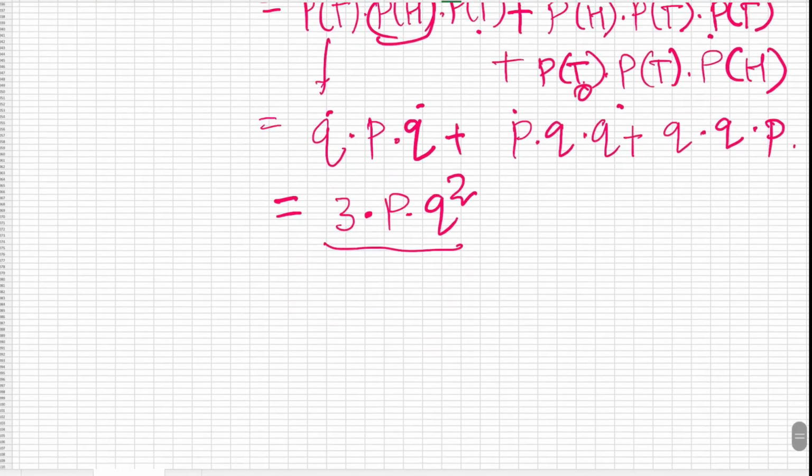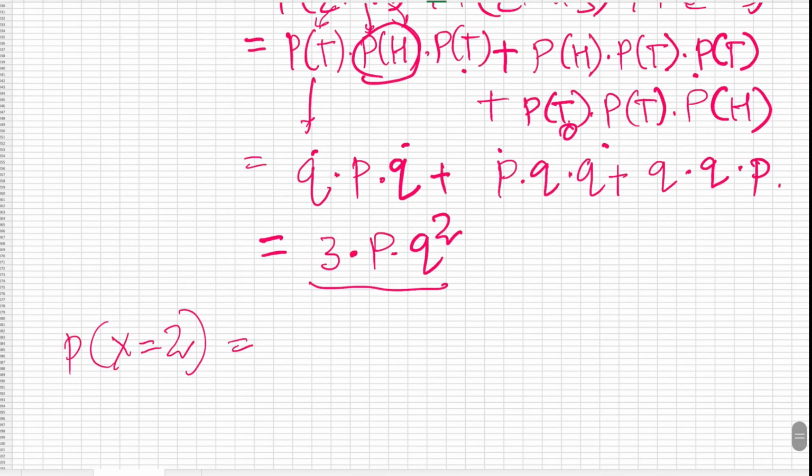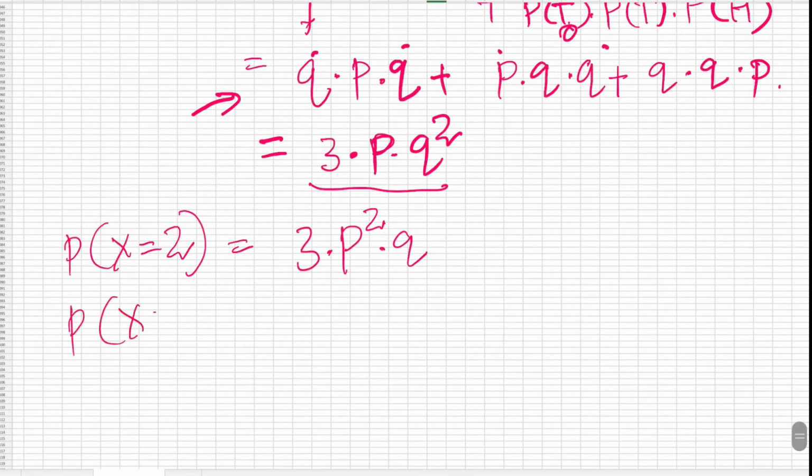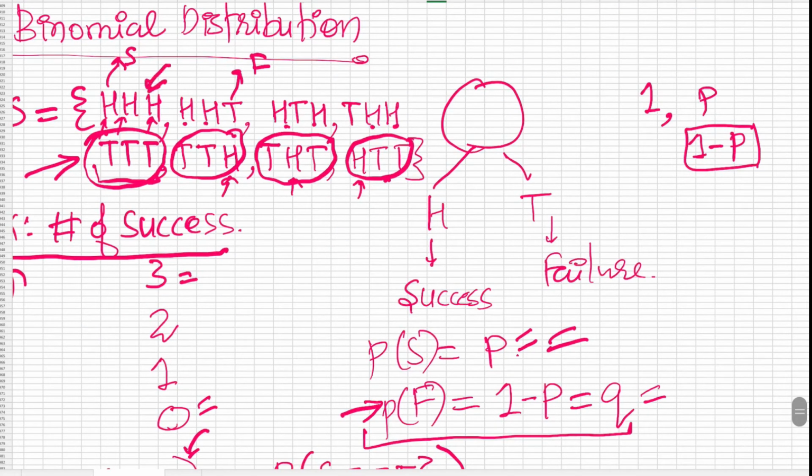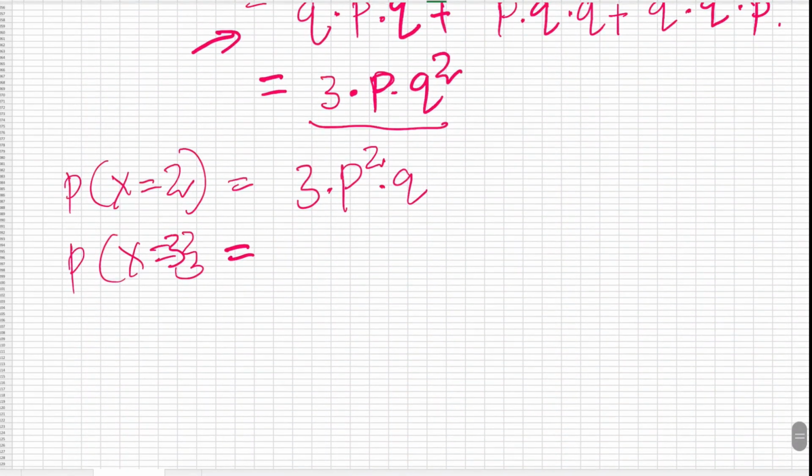Similarly, if we find the probability of X equals 2, meaning we are throwing the coin 3 times and getting heads 2 times, that is success 2 times in this experiment, in the same manner the final output will be 3P square Q. Now X equals 3 means all 3 times we toss the coin we get heads, and the favorable outcome for this is this one only, heads all 3 times, and the probability of this would be P raised to the power 3.